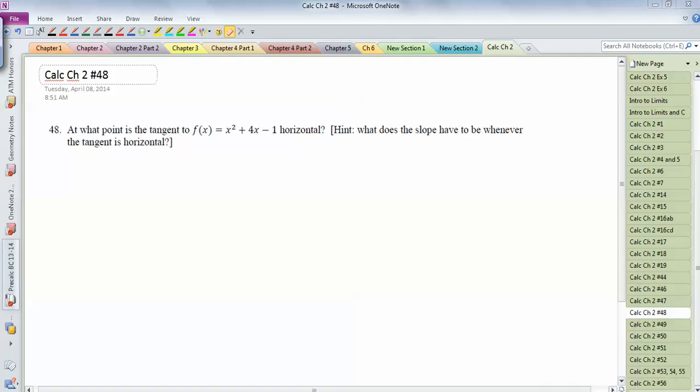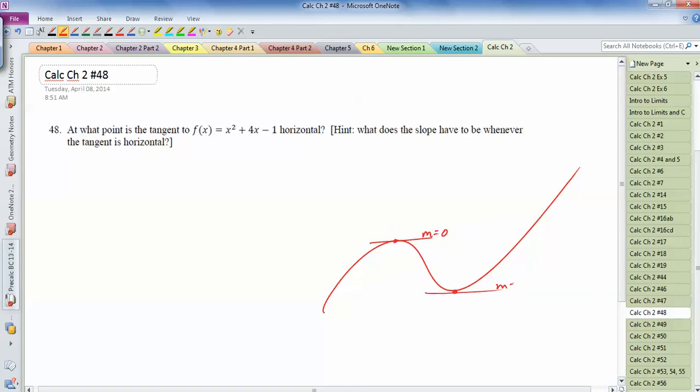Okay, so for number 48, we're trying to figure out when the tangent to f of x is a horizontal line. And one thing that we know, regardless of what f of x looks like, let's say that it looked like this. Well, in this case, we get a couple of horizontal tangent lines. And the one thing we know about horizontal lines is that the slope equals 0.